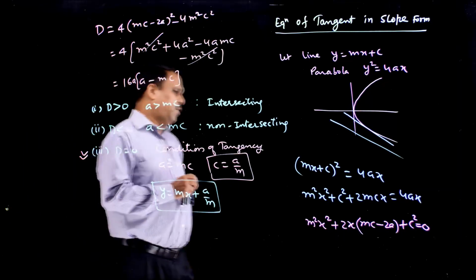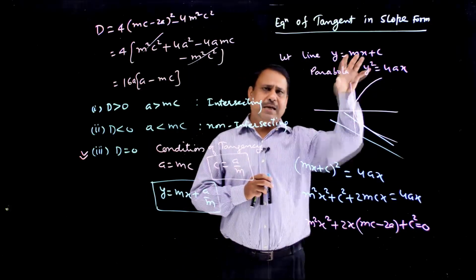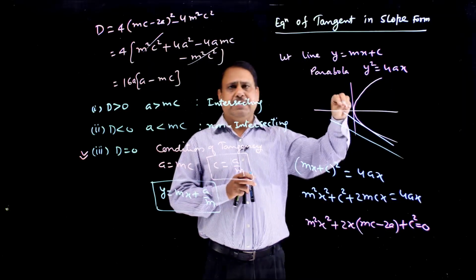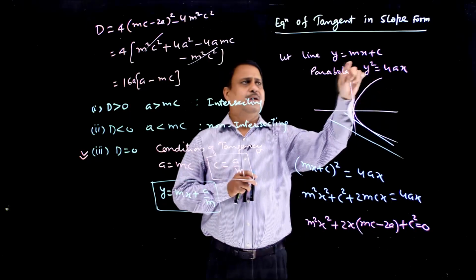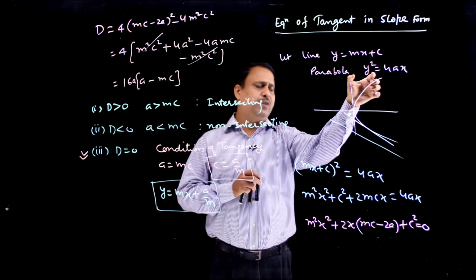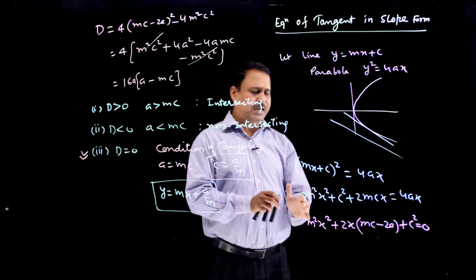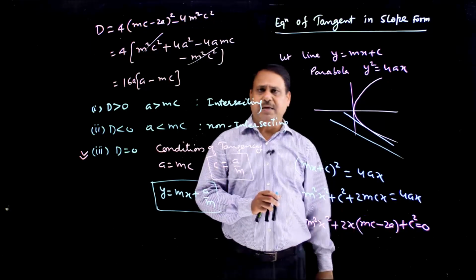Again, a fast recap of what we have done. Parabola is given, line is given. I have to find whether they are intersecting, non-intersecting or touching. So I will solve them for y. I put y is equal to mx plus c here, so (mx plus c) whole square is equal to 4ax. Squaring, I make a quadratic in x with x square terms, x terms and constant terms.